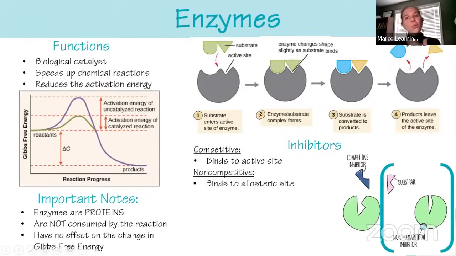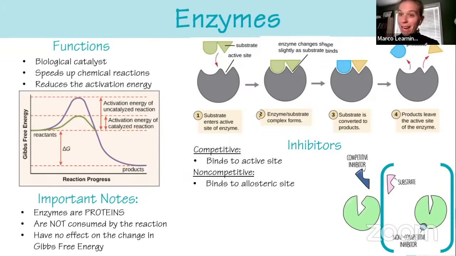Now, either one of these inhibitors can be either reversible or irreversible. If they're reversible, it means that as soon as it comes off, you're then able to get another thing to bind. So you're able to get that substrate to still bind into that enzyme. If we're talking about irreversible, it means that it's going to bind and cause issues and not allow the reaction to take place.